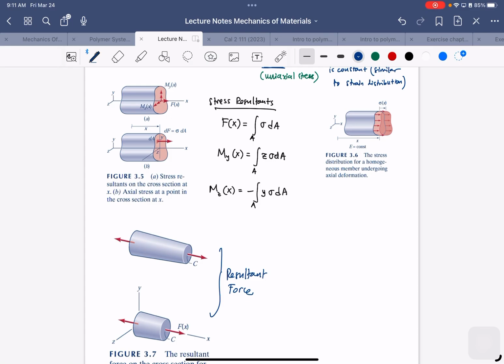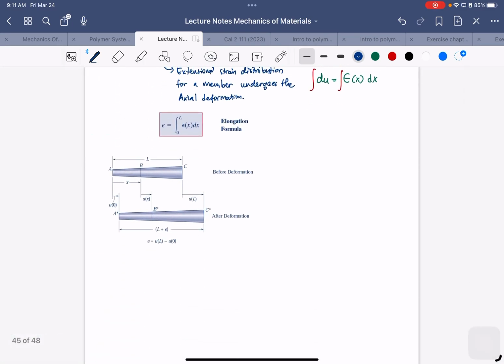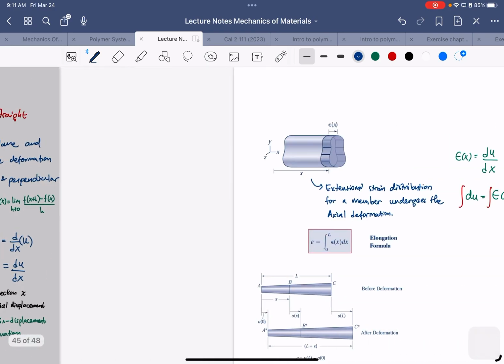So last time we discussed the actual deformations, right? Remember the assumptions: the member remains straight, and the cross sections also remain in the same plane, perpendicular.